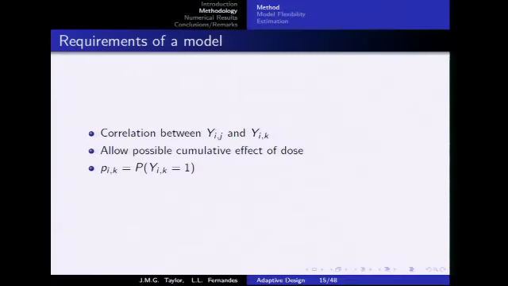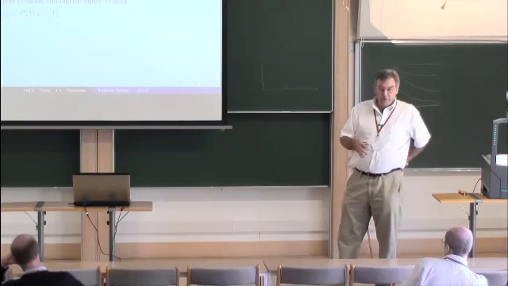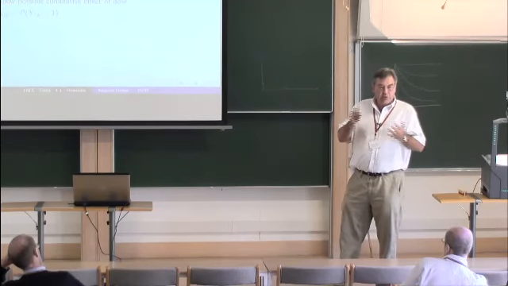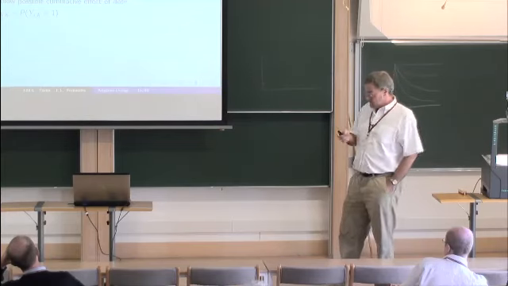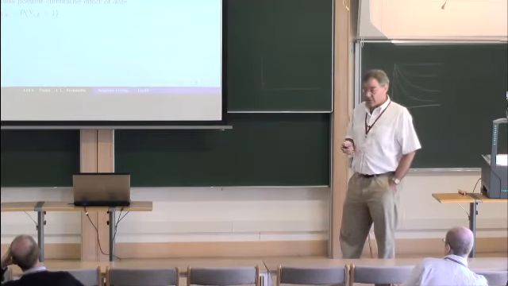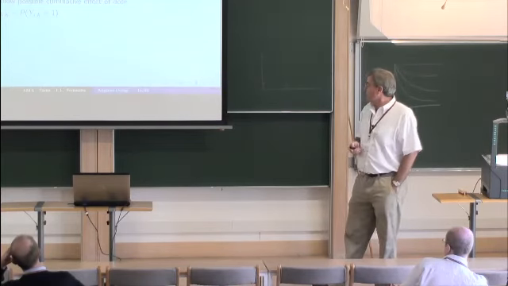We're collecting data on the same person many times, so it's going to be correlated in some way. So the requirements for any model are that it has to incorporate or allow for that in some way. From the graphs I showed before, you can see there's clearly potential for cumulative effects of doses. Again, that's just for notation. P_ik is the probability that Y_ik equals 1.